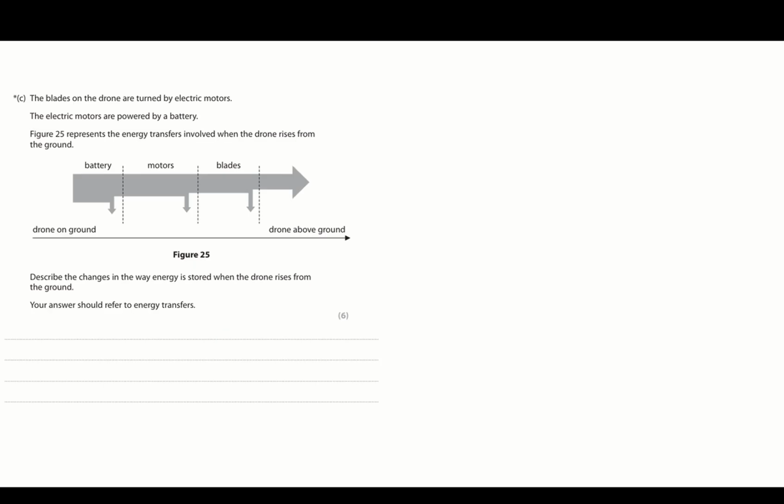Next one. The blades on the drones are turned on by motors, so I'm going to have to talk about those. The motors are powered by a battery. I'm going to have to talk about that. The Sankey diagram below shows the energy transfers involved, and we can just see, okay, we've got battery, chemical energy store. It's going to go to the motors. They're going to need electrical energy. That's going to go to the blades, kinetic energy. And then that kinetic energy is going to be used to give the drone GPE. And the crucial bit that we're looking at is on each of these steps, there's a small amount of waste energy, and that must be the thermal energy that's wasted and then dissipated into the air.